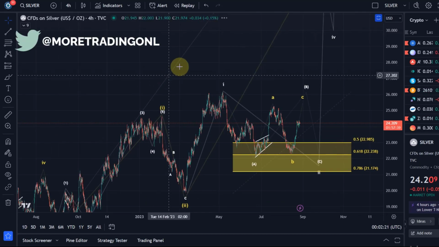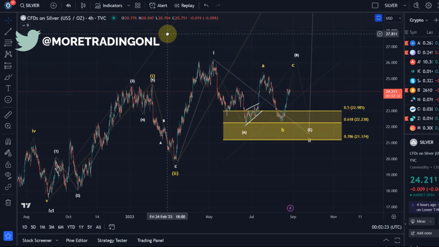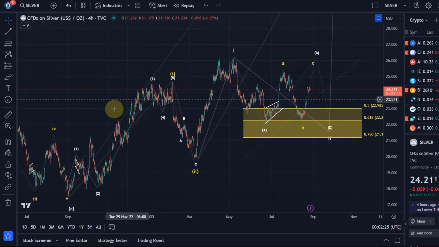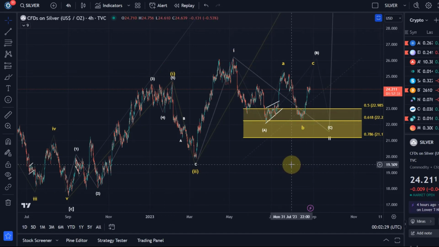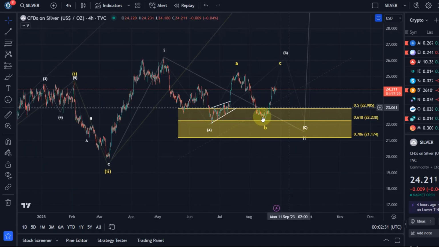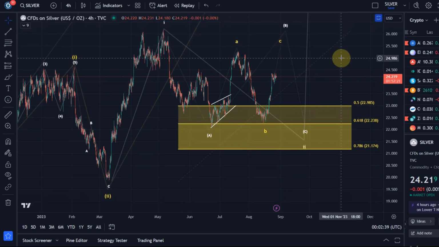Let's talk about the options here. First of all, I'm still leaning bullish on the silver chart. I'm currently still tracking a 1-2-1-2 setup on the silver chart. And we already reacted to our support area a few times, which is fantastic because these can generate profitable trades.